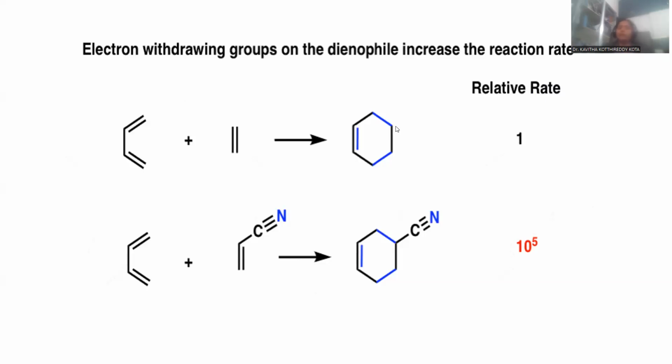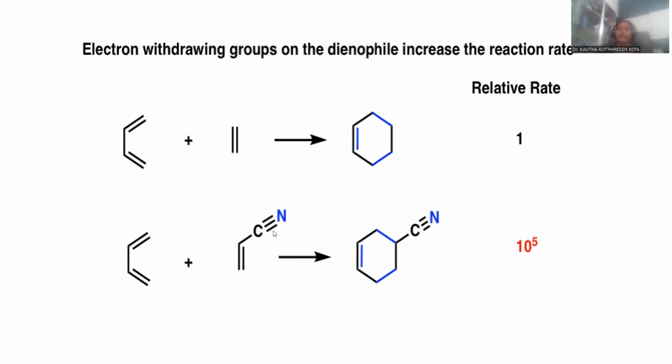So cyclohexene could be the product. Blue lines indicate the newly established bonds. These two blue lines are the newly formed sigma bonds, and this will be the newly formed pi bond. The relative rate of the reaction will be only 1 unit, since all the molecules are unsubstituted.